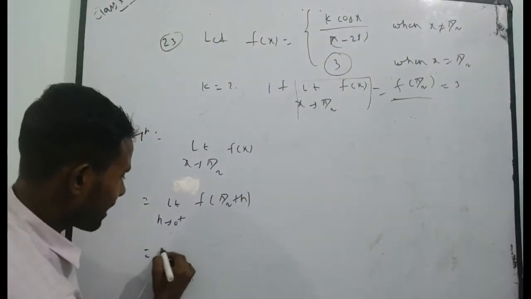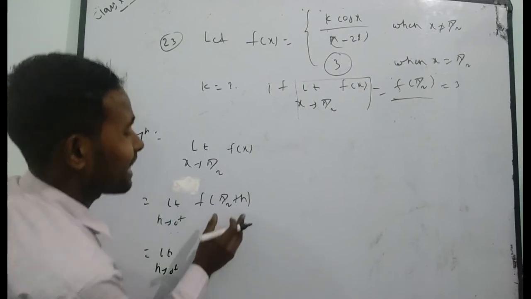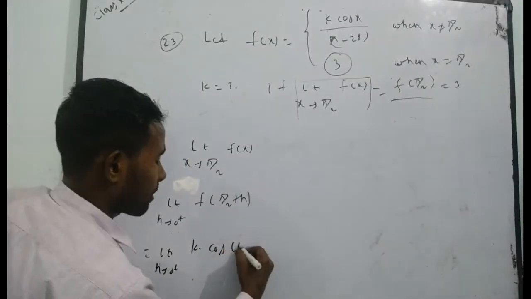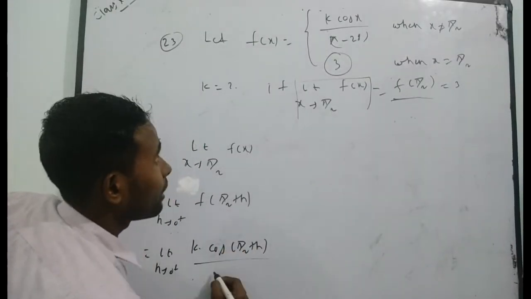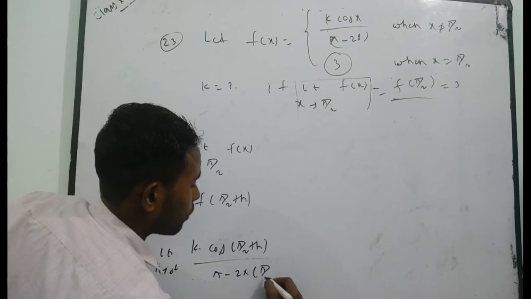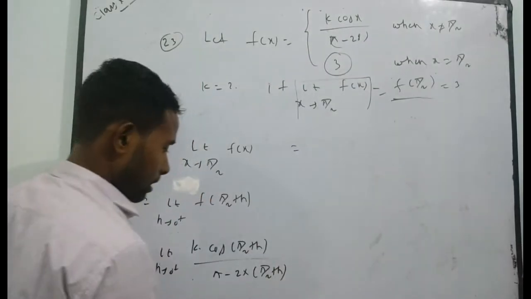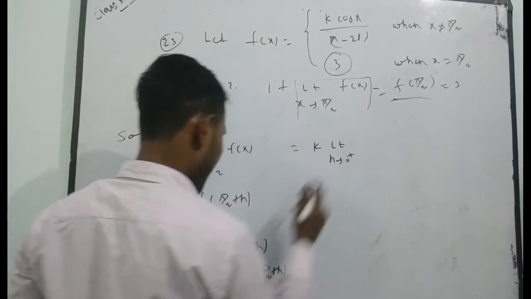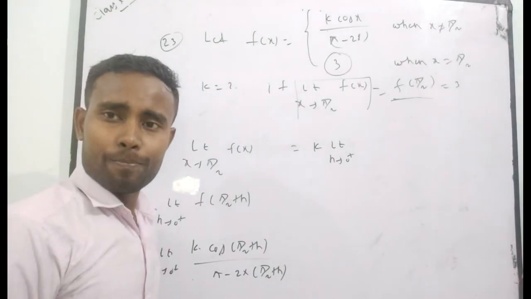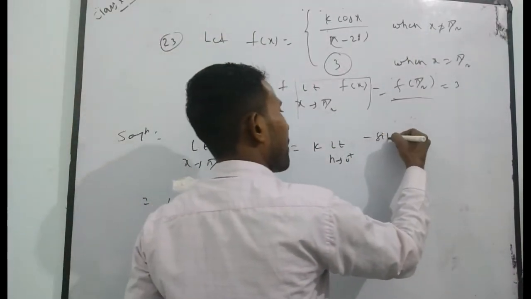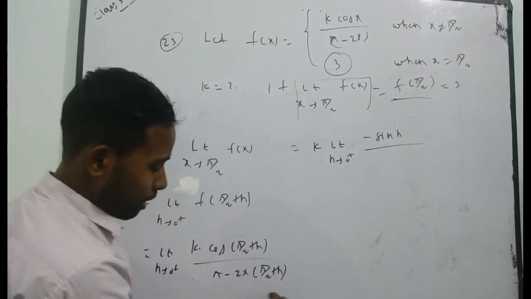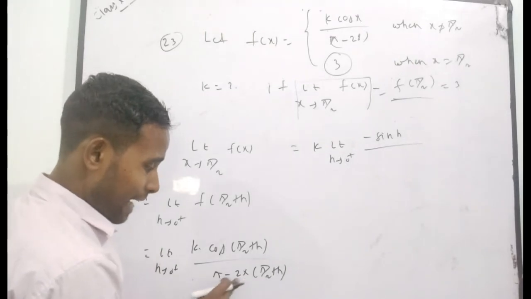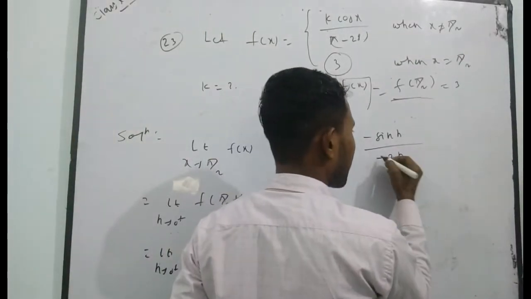So can we take limit h tends to 0 from right hand side, simply x is replaced by pi by 2 plus h, then you get k times cos(pi by 2 plus h) divided by pi minus 2 times (pi by 2 plus h). Now you have to write here, simply take here, can you take k common from this expression? K times limit h tends to 0 from right hand side, cos(pi by 2 plus h) is equal to minus sin h, can I write? Minus sin h divided by, here if you manipulate you get minus 2h, that means pi minus 2x. So can I write here minus 2h, minus cancel.